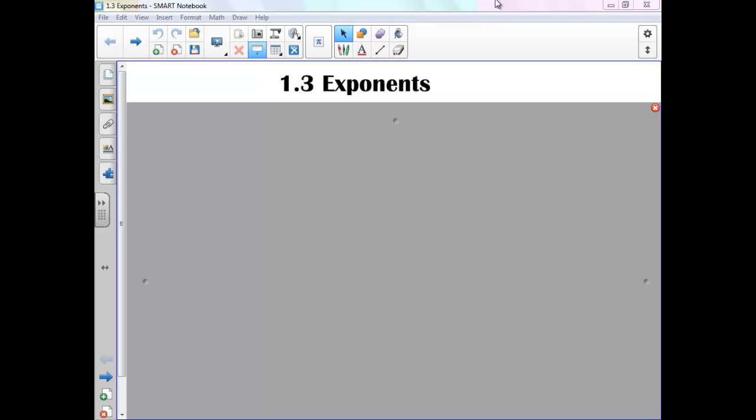Today we're going to do section 1.3, exponents. This is a little bit longer of a section, so in the middle we might be going fast. You might need to pause and rewind.